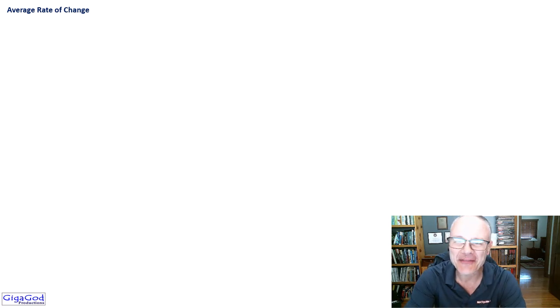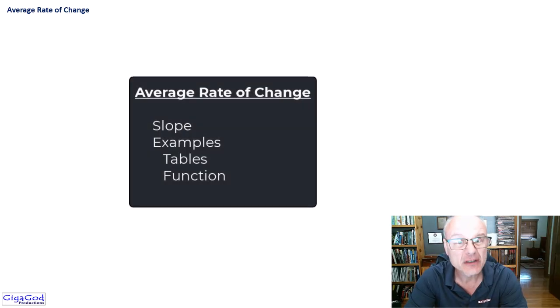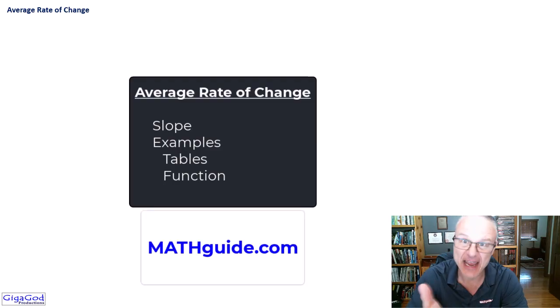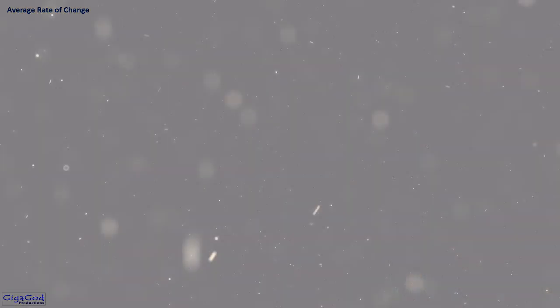Today we're going to talk about the average rate of change. We're going to look at the slope and we're going to look at examples to talk about how it all comes together for average rate of change. Let's get started.